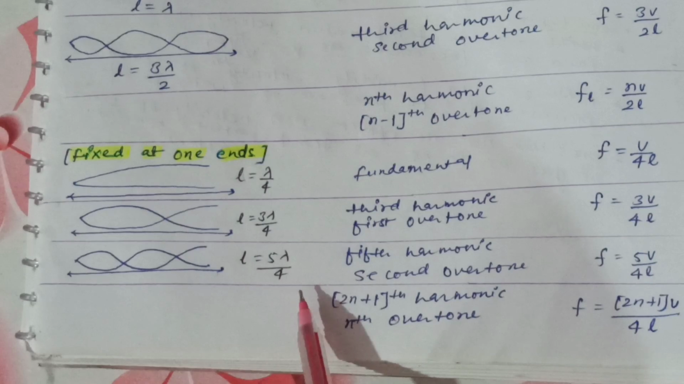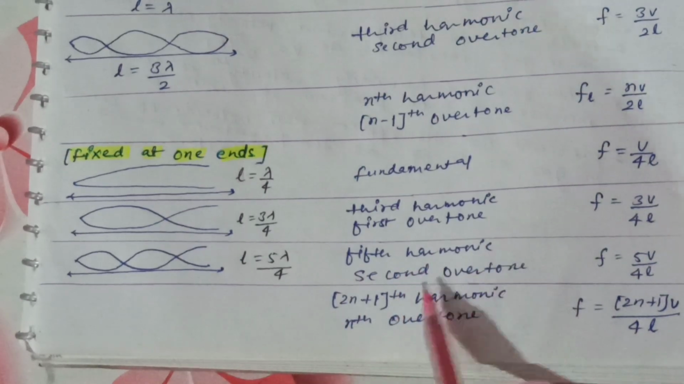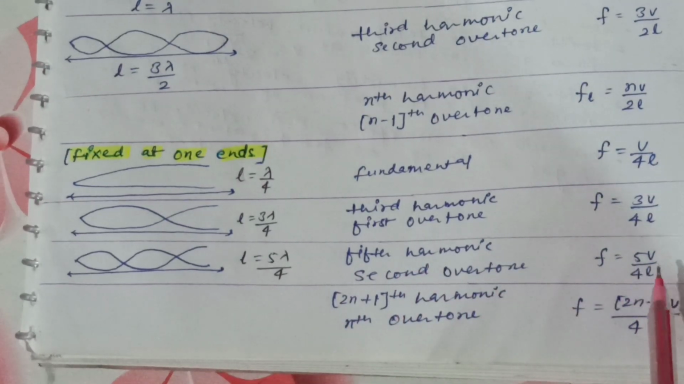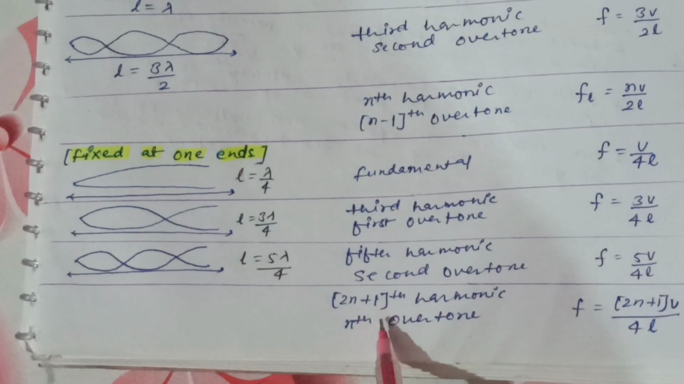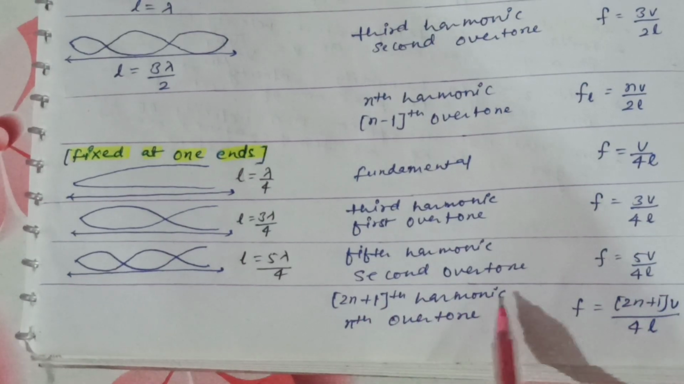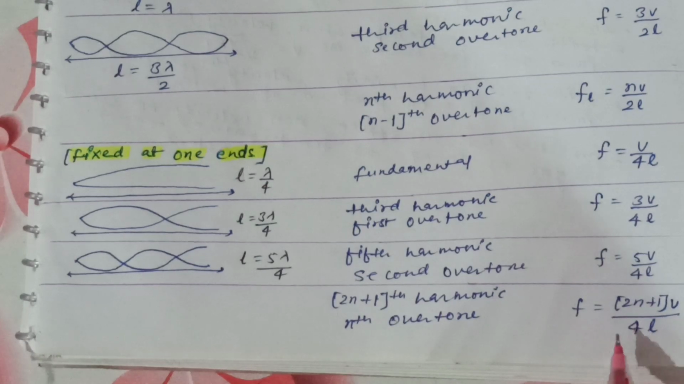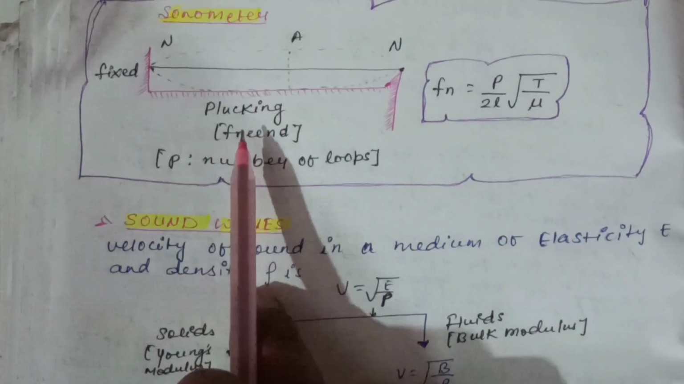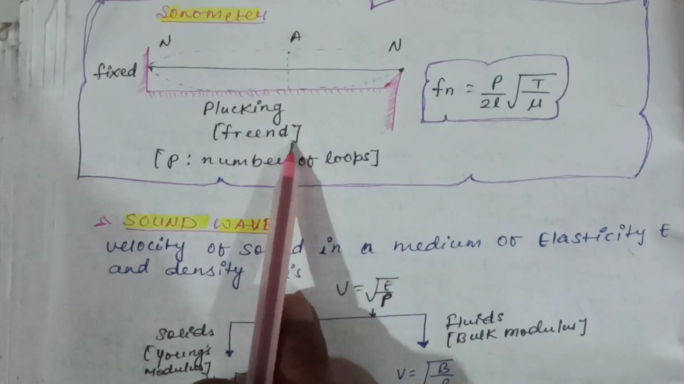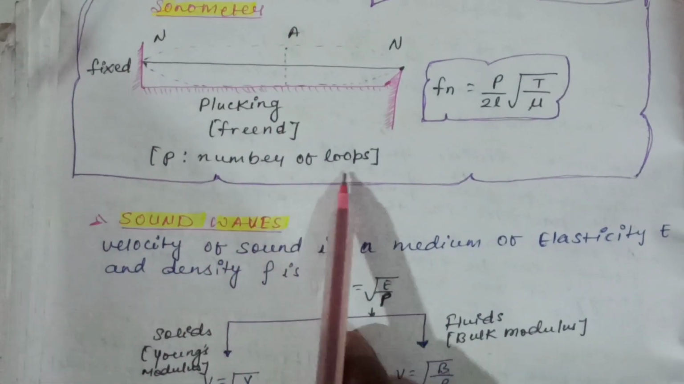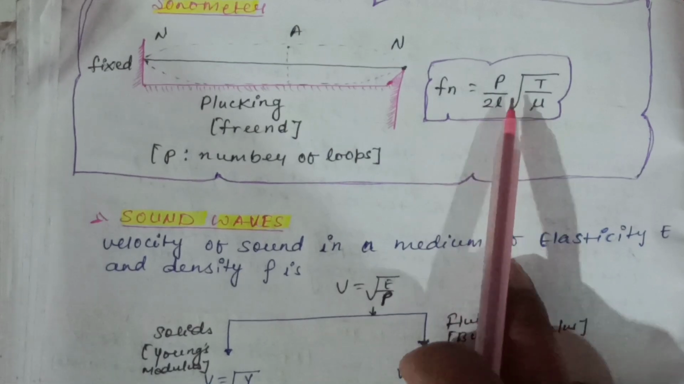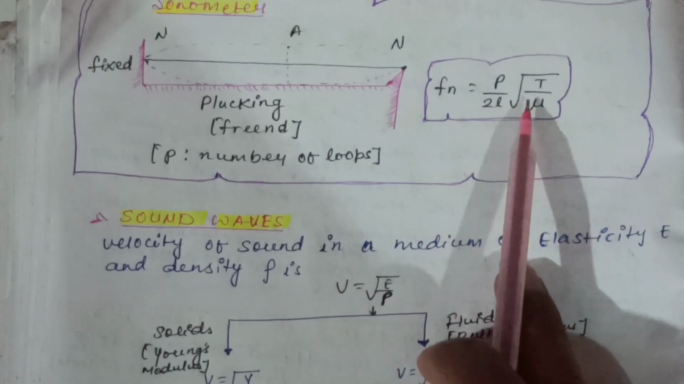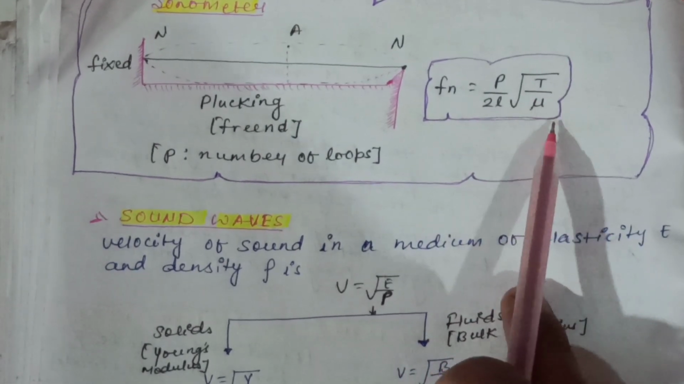L is equal to 5 lambda upon 4, fifth harmonic, second overtone. f is equal to 5v upon 4L. (2n plus 1)th harmonic, nth overtone. f is equal to (2n plus 1) v upon 4L. Sonometer: fixed at both ends, plucking in the middle, p number of loops. fn is equal to p upon 2L under root T upon mu.